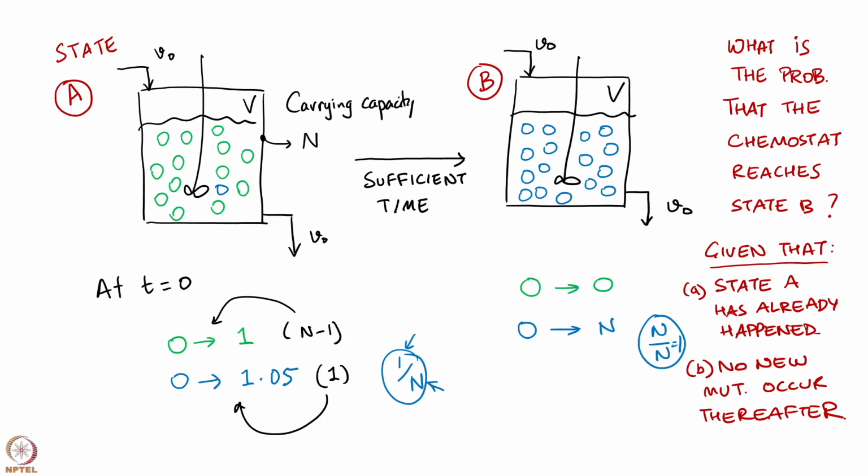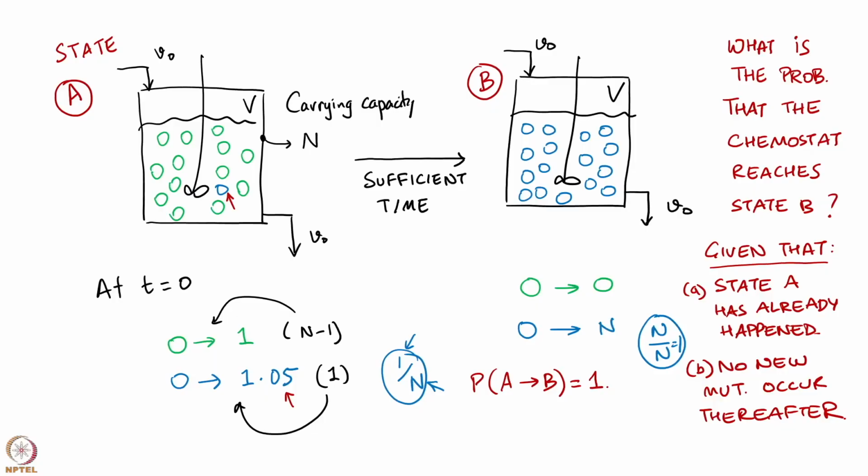So, one possible answer that you could be thinking of is that the probability of going from A to B is simply 1, because this blue individual has come into the population. We are given that the blue individual is fitter than the green individual. As a result, as time moves forward, the blue individual is going to start replacing the green individual.